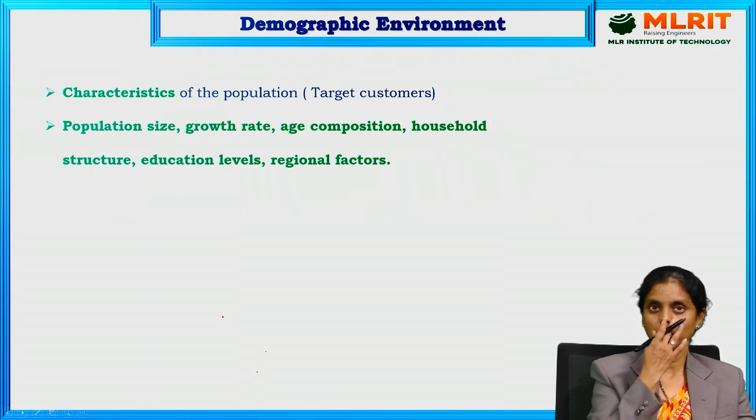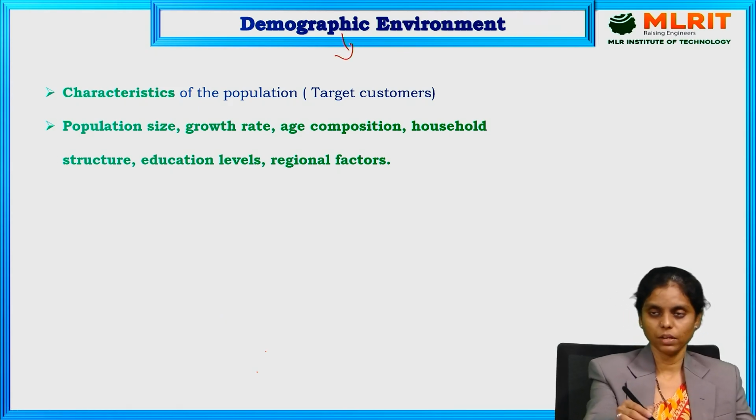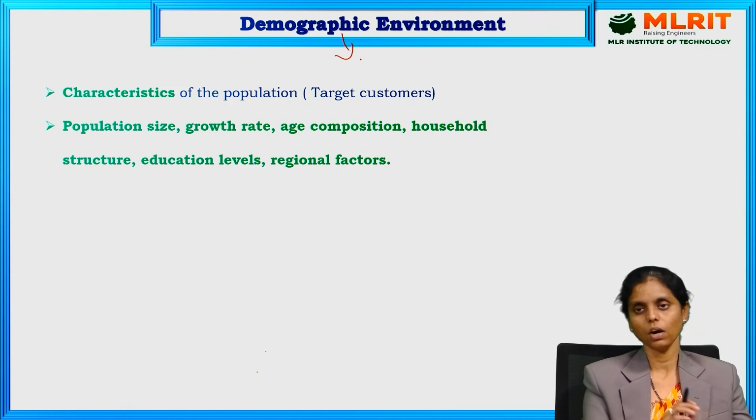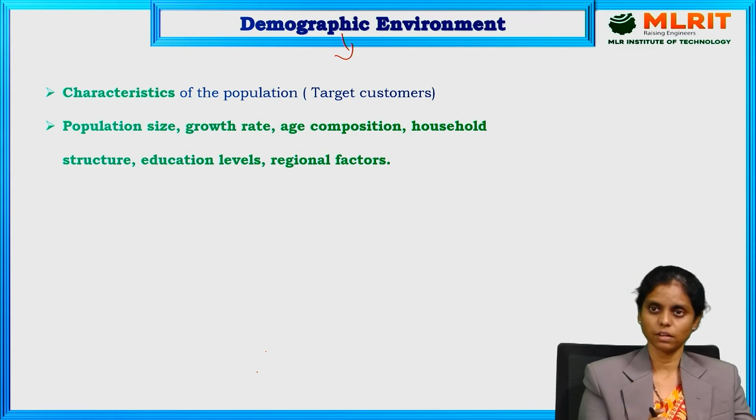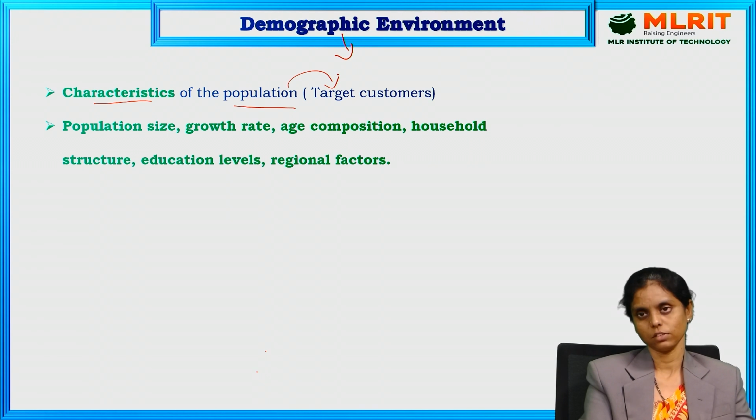The first one that we have is the demographic environment. Now what is demography? The basic characteristics of individuals like age, gender, income levels, family size, etc. Now why does it need to be considered? Demographics represent the characteristics of the population. Now here, what does population mean? Our target customers for whom we are going to develop a product.